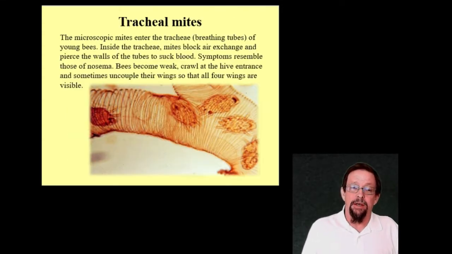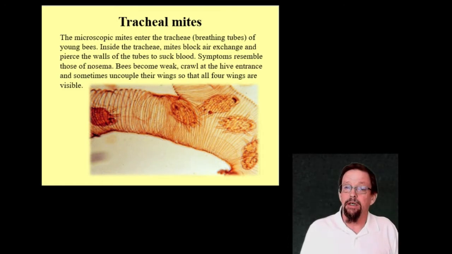Alright, on to pests. Tracheomites. Tracheomites are microscopic mites that enter the trachea or breathing tubes of young bees. Inside the trachea, the mites block the air exchange and pierce the walls and suck blood from the walls of the trachea. Symptoms resemble that of nosema. Bees become weak, crawl around at the entrance of the hive, and sometimes uncouple their wings so that all four wings are visible.